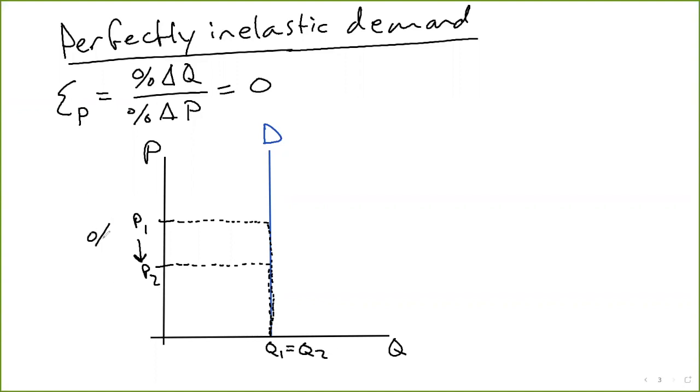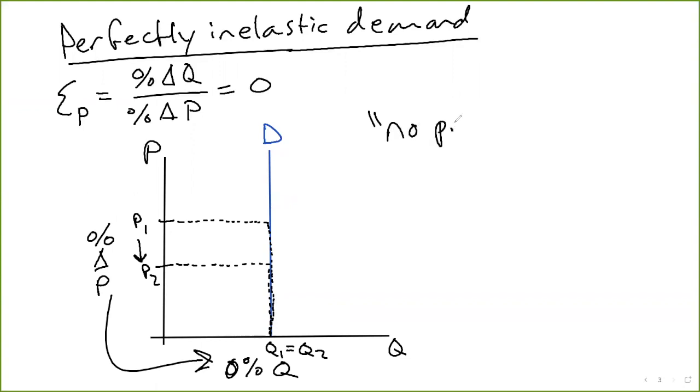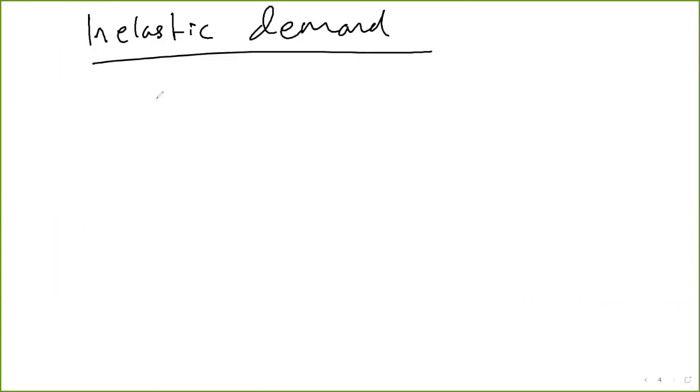So some percentage change in price corresponded to a 0% change in quantity demanded. And so consumers that have perfectly inelastic demand, we say they have no price sensitivity since they don't change quantity demanded regardless of how big the change in price is. So our next classification is inelastic demand.